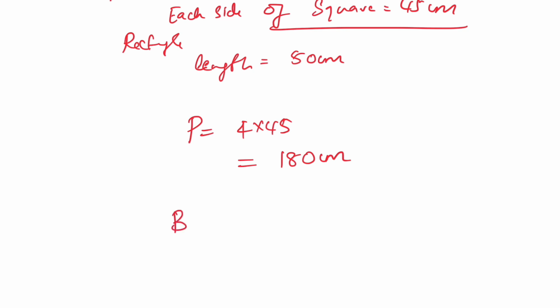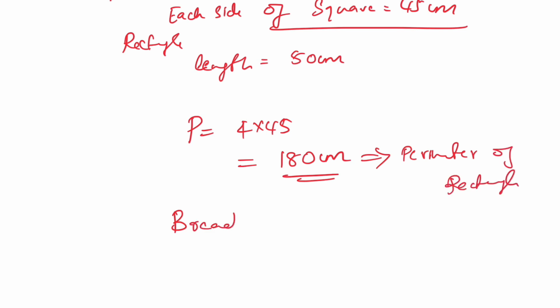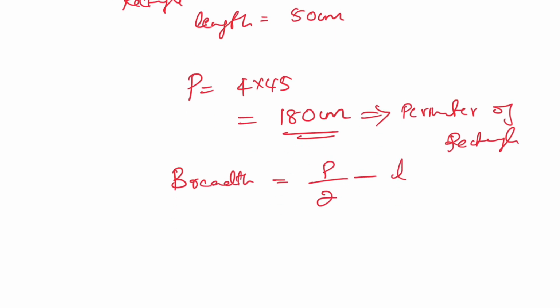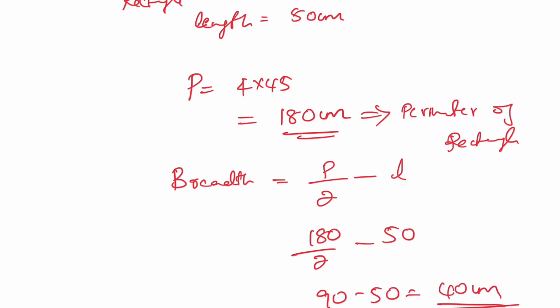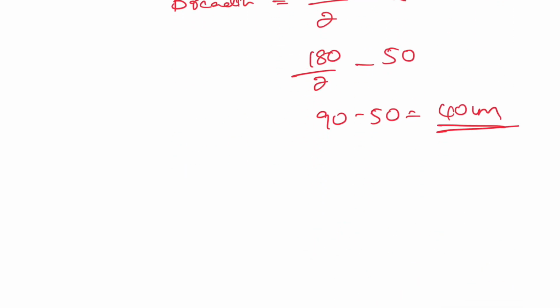Okay, so let us find the breadth of a rectangle. We directly have a formula, that is what? P by 2 minus L, right? Breadth is equal to P by 2 minus L. That is equal to 180 by 2 minus L, which is 50. 90 minus 50 is equal to 40 you will get. Hope it's clear, children.